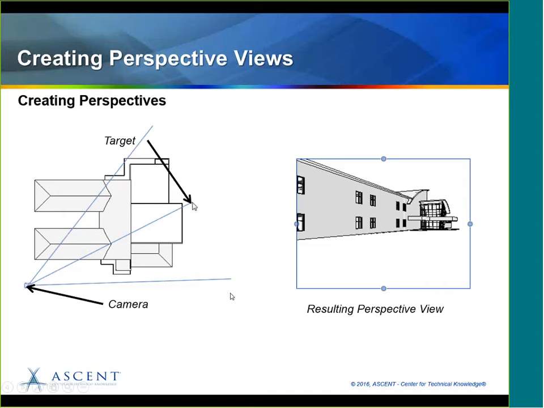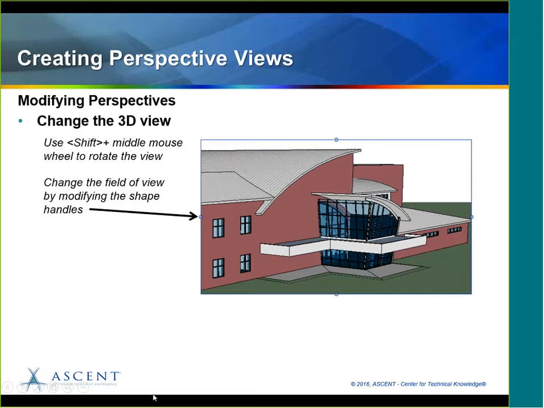So when you create it, you're going to be putting in your camera, as you can see right here, and a target. So that's how you set up the original view. And then you get your resulting perspective view, which may or may not be exactly what you're wanting, most likely not. So what you need to be doing is modifying your perspectives as well.